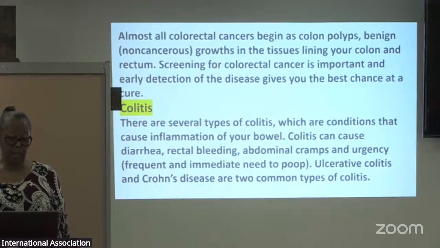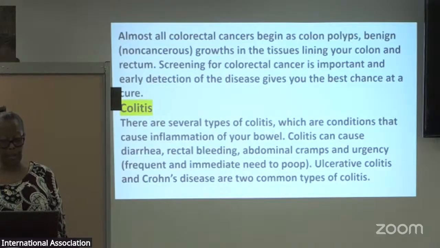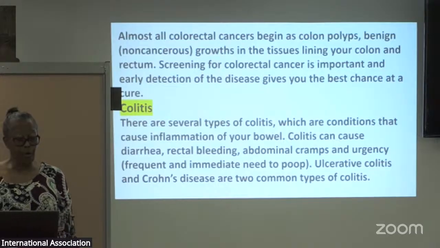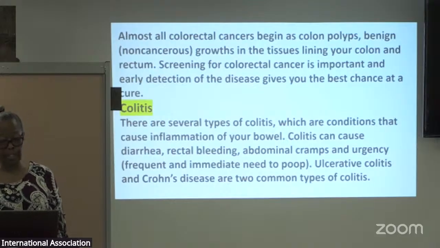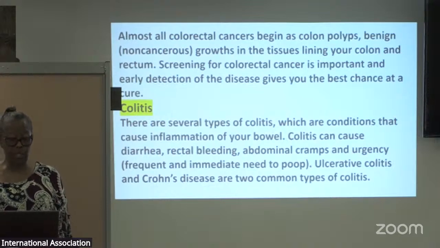Colitis. There are several types of colitis, which are conditions that cause inflammation of the bowels. Colitis can cause diarrhea, rectal bleeding, abdominal cramps, and urgency. Ulcerative colitis and Crohn's disease are two common types of colitis.